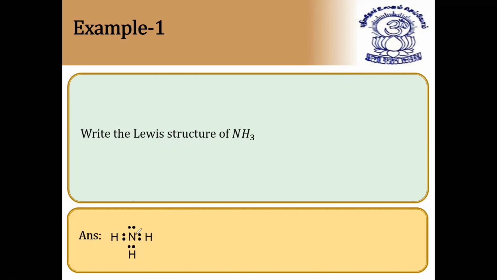Nitrogen is sharing electrons, so we get nitrogen with hydrogen on one side, a single covalent bond on another side, and another single covalent bond on the other side, and here we'll get 2 electrons. This is the actual structure of ammonia. I hope it is clear. In this way we'll write, and for the remaining also you can write like this. Let us see the next question.